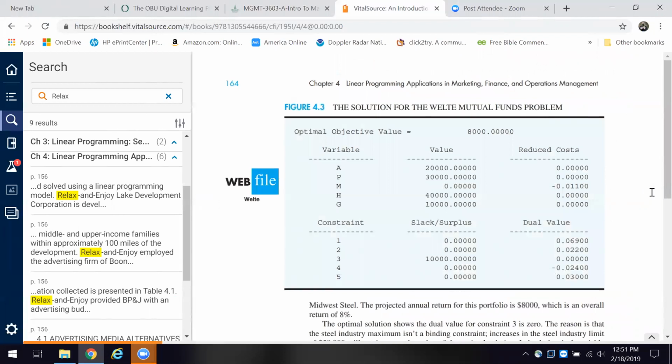Now this shows us in the Lingo application that the authors have, that the text website has, and you can see the optimal value and values for A through G, A, P, M, H, and G. We knew what those are, and no reduction in cost. So you can see we've got some dual values here.